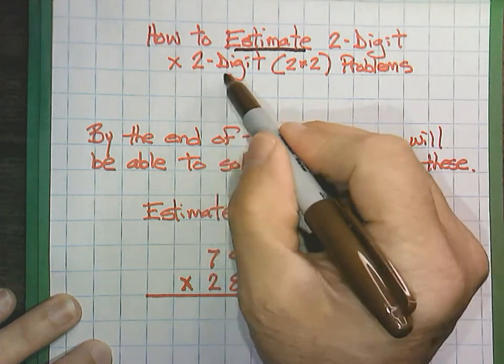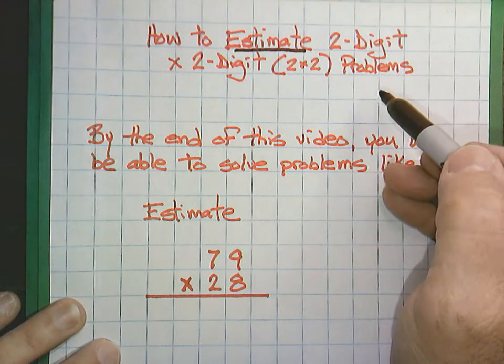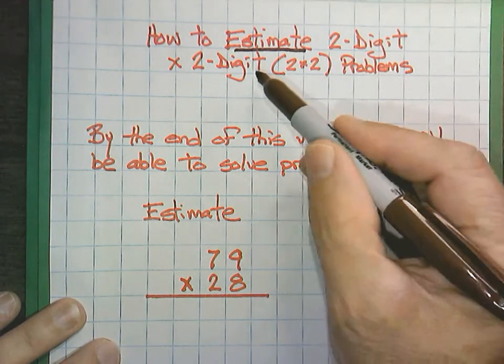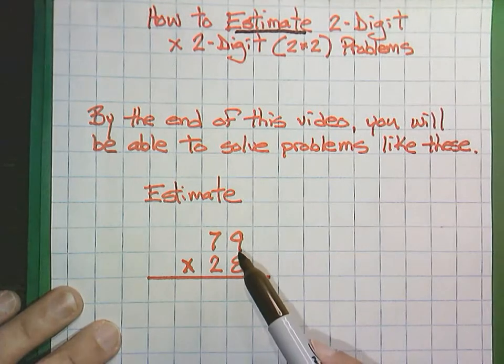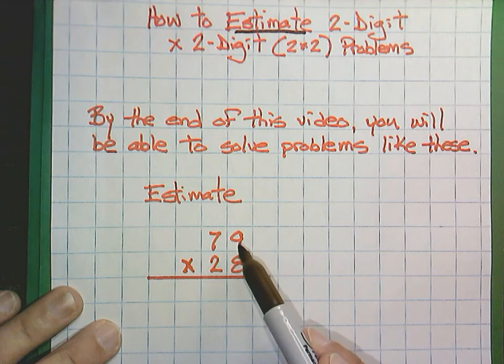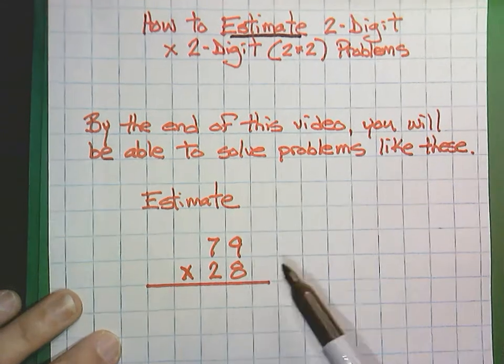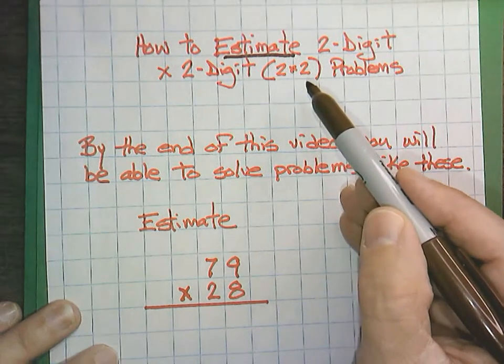Today's topic is how to estimate two-digit by two-digit, which sometimes they just show as two by two problems. And by two-digit by two-digit, we would mean a problem like this, 79 times 28. 79 is a two-digit number, and the bottom number, 28, is also a two-digit. So that's what we mean when we say two by two-digit.